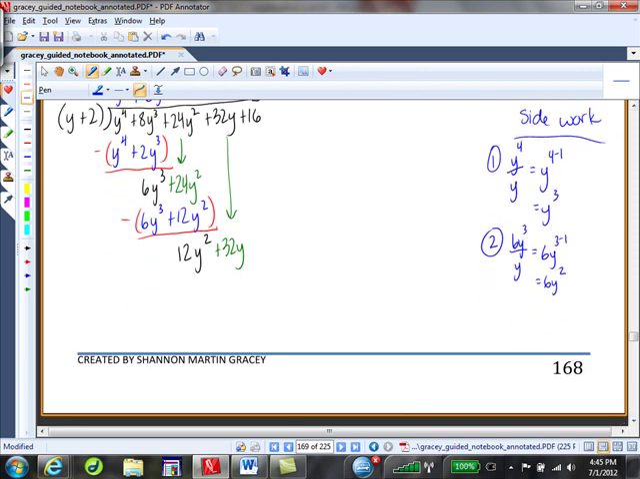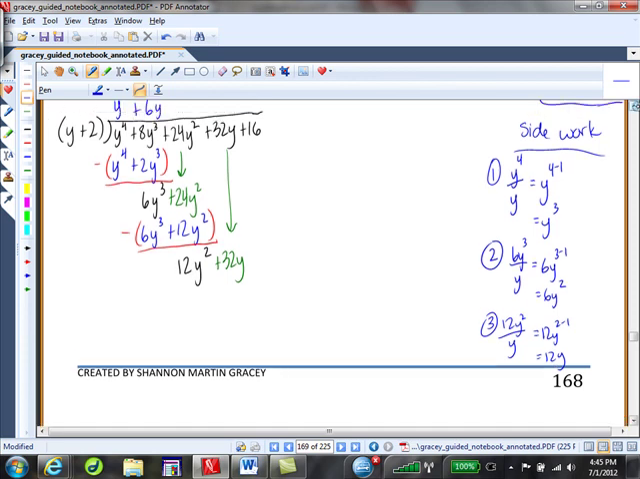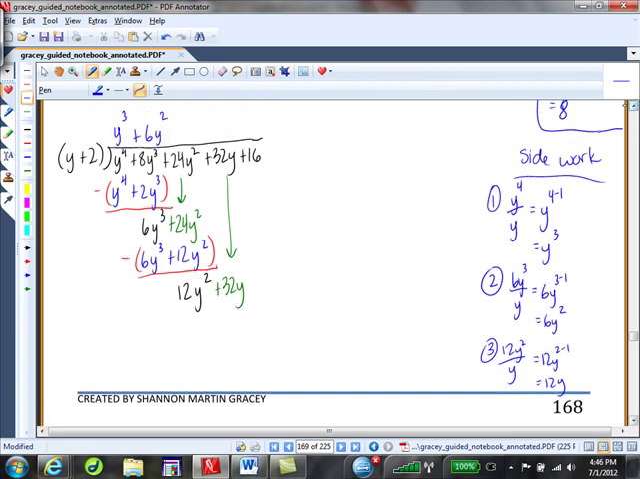And then again, if you do the side work, 12y squared divided by y equals 12y to the 2 minus 1, which is 12y. That gives us our next term here. And 12y times y is 12y squared. 12y times positive 2 is plus 24y.